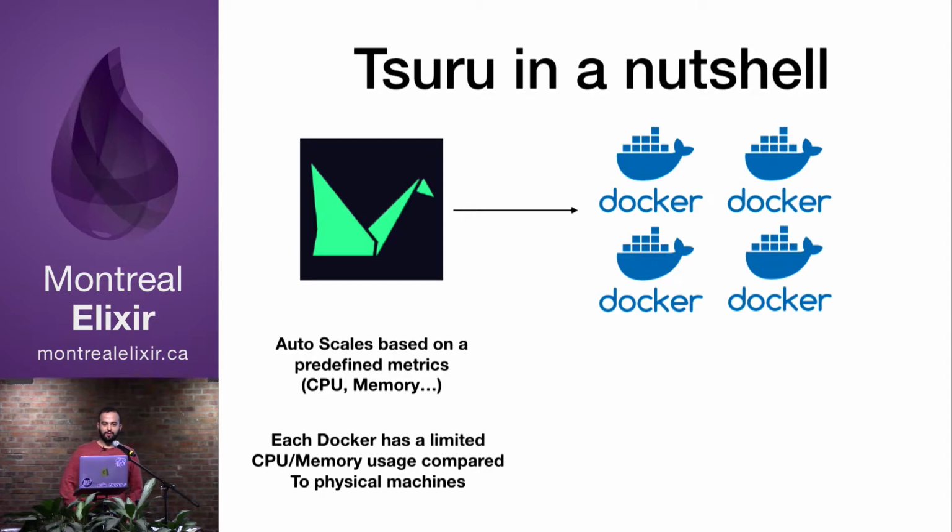And with Tsuru, you can define metrics that say if I hit some CPU threshold during that time, it scales up, or memory, or throughput. It just scales up because that container is not good enough, so we need more containers to handle the load. Each container has only one CPU and 2 gigs of memory.